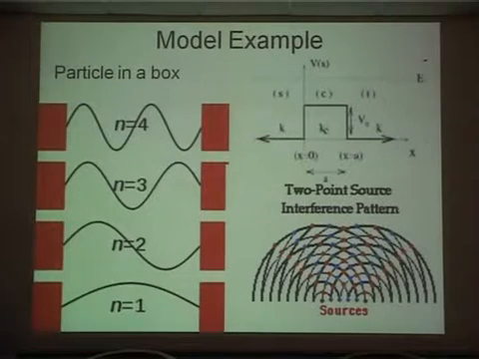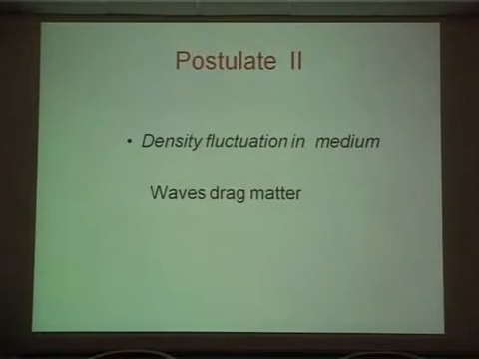And the places where destructive interference takes place are not favorable for nucleation. Why? I am claiming the second postulate. The second postulate is that people say density fluctuation happens before nucleation. Why does the density fluctuation take place?